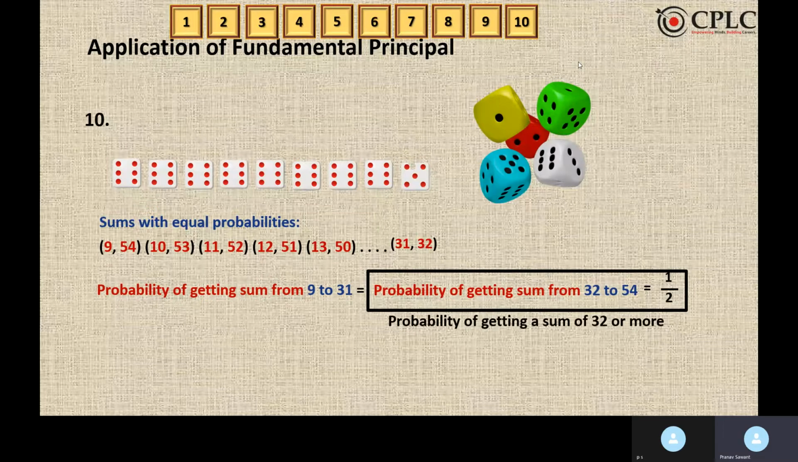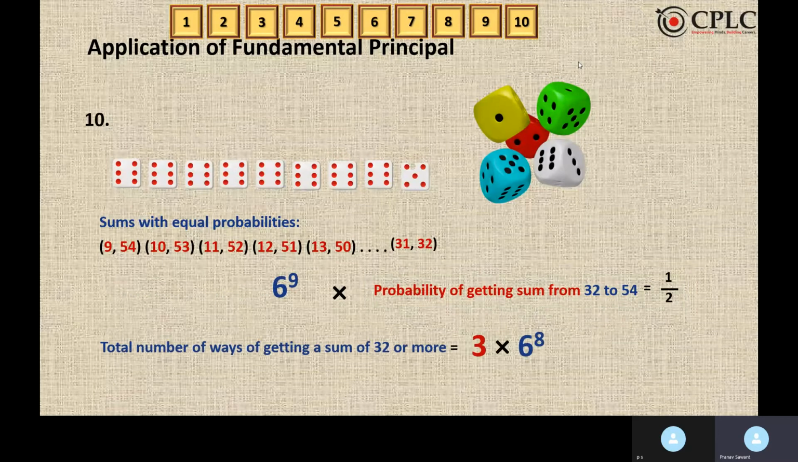Now the total number of outcomes would be total number of outcomes into probability of getting sum of 32 or more. So 6 raised to 9 is the total number of outcomes. So total number of ways of getting a sum of 32 or more is going to be 3 into 6 raised to 8. It's basically 6 raised to 9 into 1 by 2. So 3 into 6 raised to 8 is the answer. That is option 1.